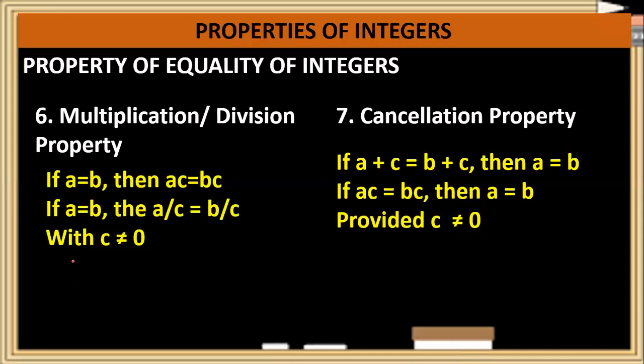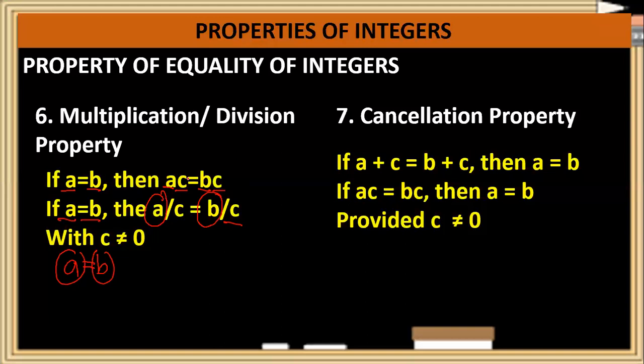Yung value kasi natin, for example, A is equal to B. So pwede natin i-replace si A by B sa lahat dito. So A over C, ang naging ano natin dito is just the same as B over C, because A is equal to B. Dito naman, pag i-multiply natin si A times C, since A is equal to B, pwede din natin ilagay si B times C, and they will get the same value, the same result. That is what you call the multiplication or the division property of equality of integers.